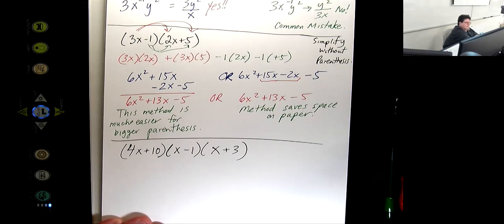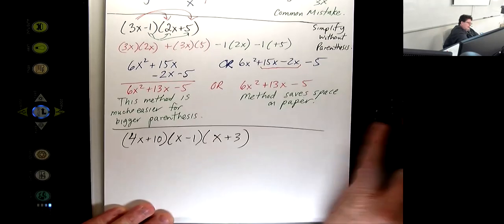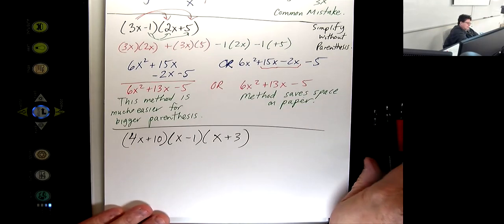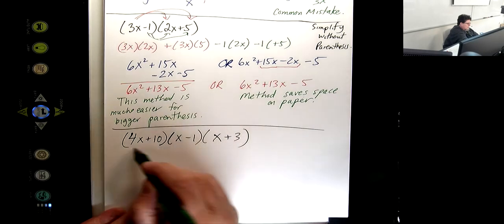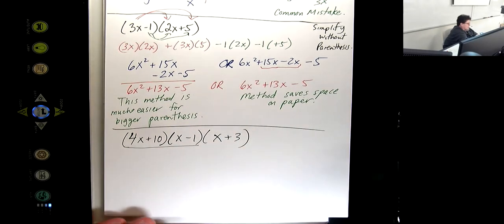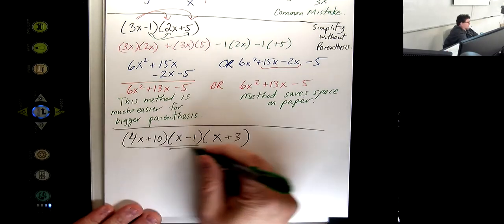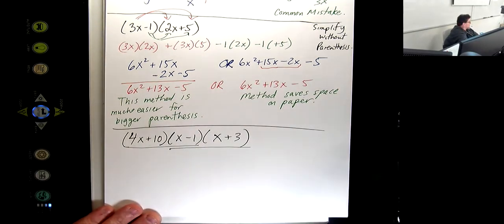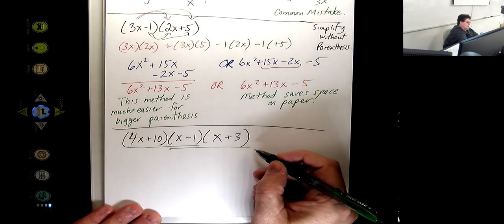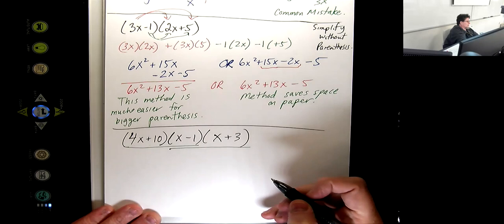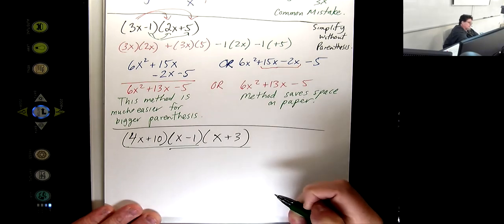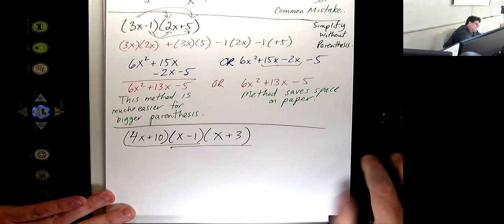Everyone done? All right, did anyone start with 4x plus 10 times x minus 1? All right, did anyone start with these two? This way is the easier way, so I'm gonna do the harder way, just so you can see it, and if you get the same answer the easier way, you're good to go.